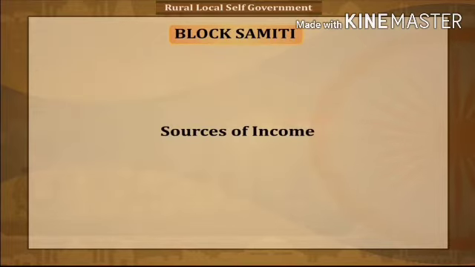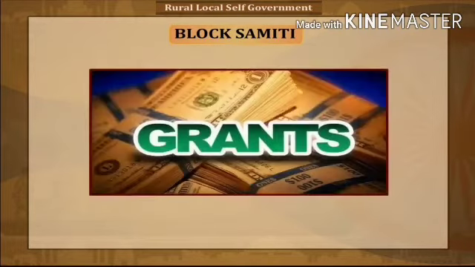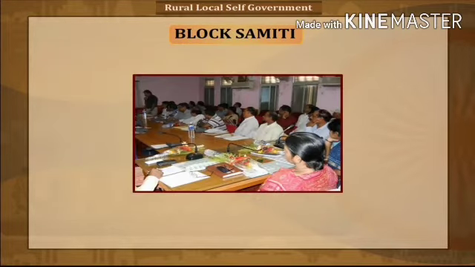Sources of income. Main sources of income for Block Samiti are: A. Taxes on land, cattle fairs, houses, etc. B. Grants and financial assistance from state government. The Block Samiti plans for the entire block. An administrative unit headed by the Block Development Officer, BDO, implements this plan.